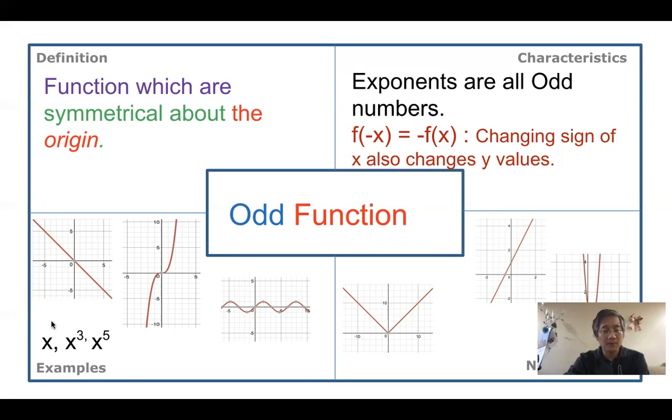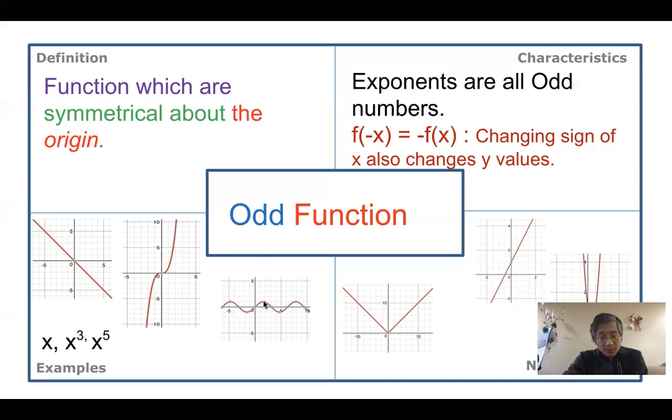Mostly it happens, not mostly, all the time, when the exponents of the variable is odd. What happened to x here? Yeah, there's a 1, but it's an invisible 1. 1, 3, 5, right? This is x cubed. It's a cubic function, like this. How about this one?